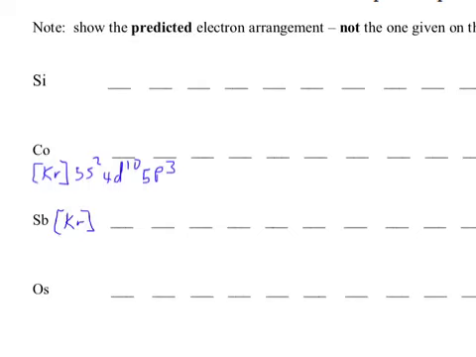Alright, the next one is going to go in the 5s sublevel, which needs, since there's 2 electrons that fill it out, 1 orbital to do it. 5s, and it's occupied by 1, 2 electrons.